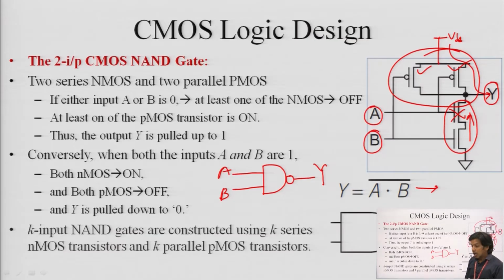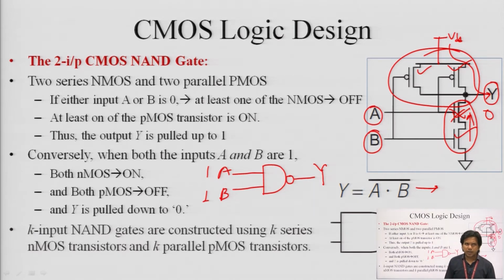Other than that, when both the inputs A and B are in logic high, then both NMOS will get on. When both A and B are in logic 1, then only both NMOS will be in on condition and both PMOS will be in off condition. In that case the output will be at logic 0, clear. So, this is how you can see the working of your 2 input CMOS NAND gate.